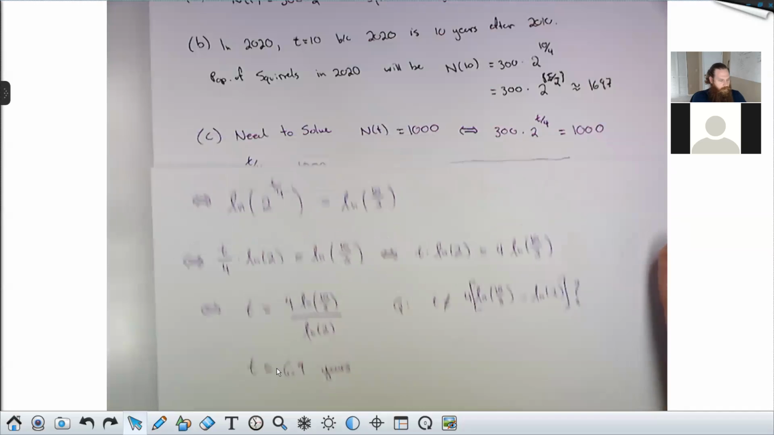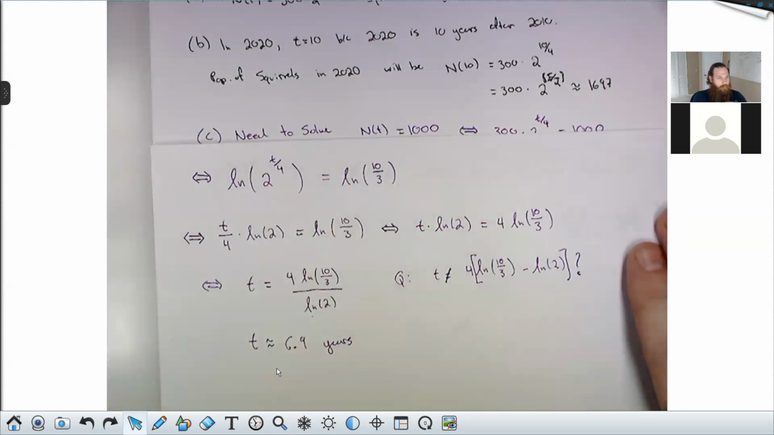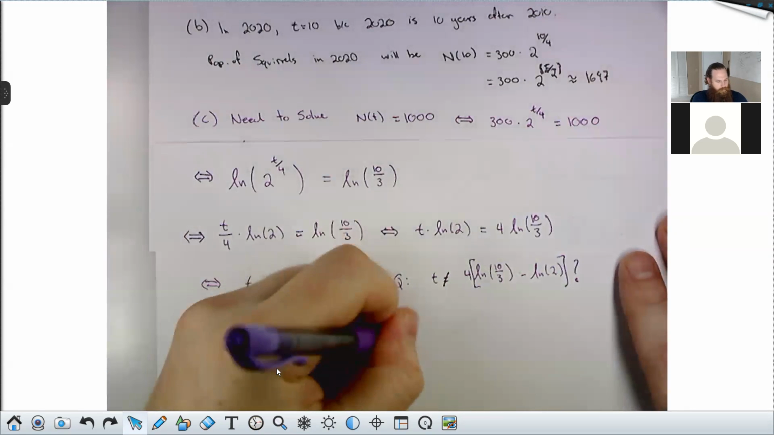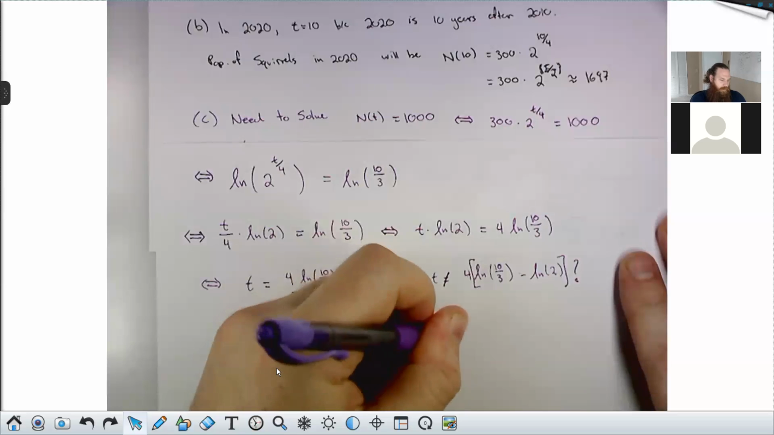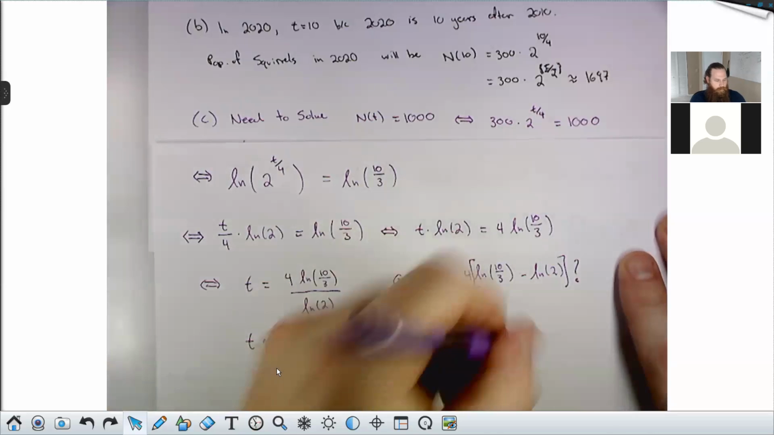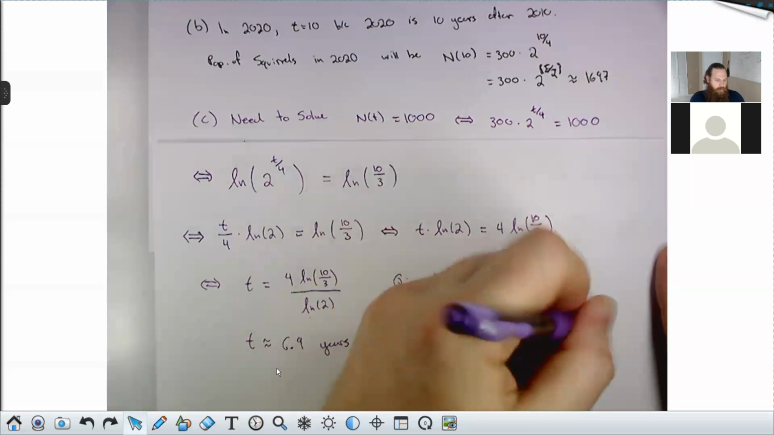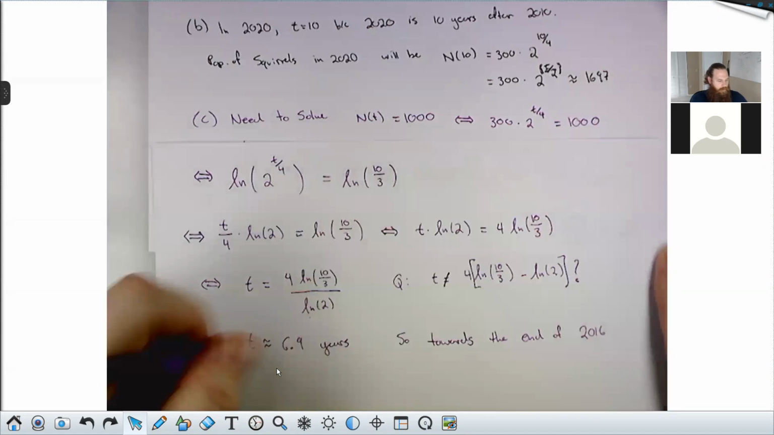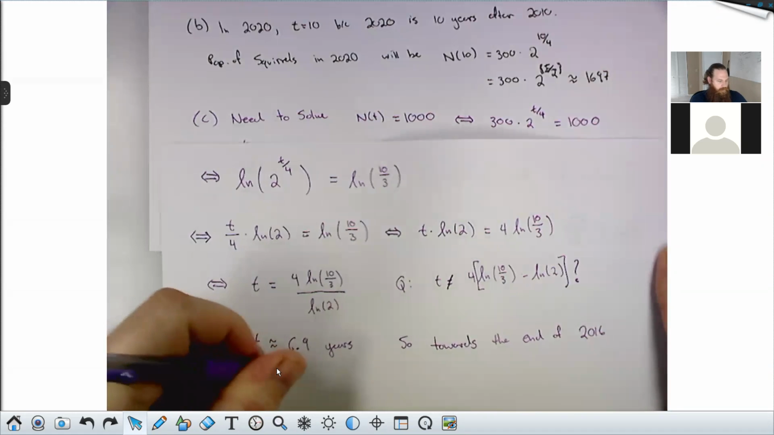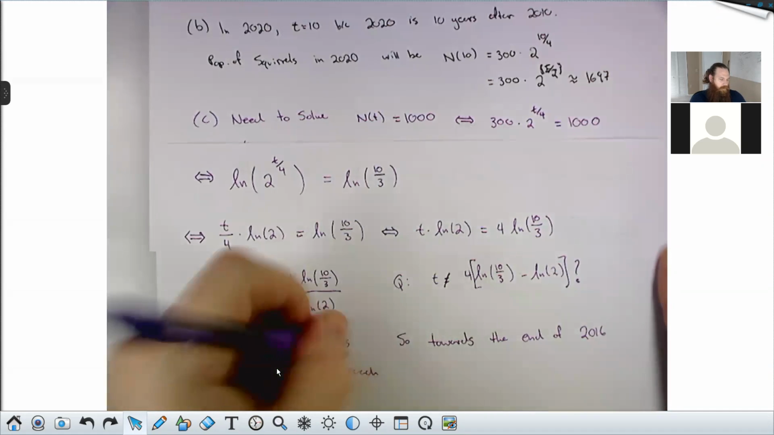So in what year will there be 1,000 squirrels? Well, 6.9 years after 2010, right? Yep. So towards the end of 2016, the population will reach 1,000.